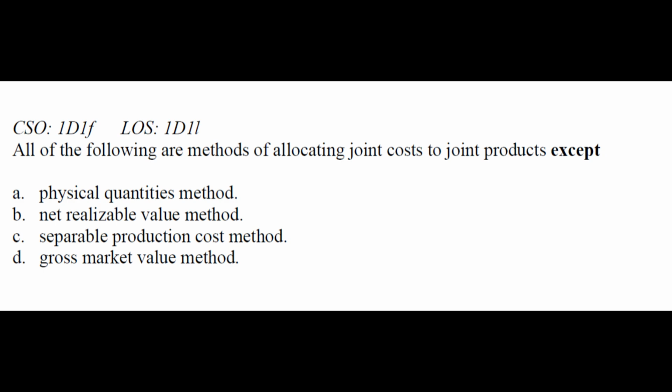D. Gross market value method. Incorrect. This is a valid method based on relative sales value. Correct answer: C. The separable production cost method is not used to allocate joint costs. It is used to assign post-split-off costs to individual products, whereas joint cost allocation is done using methods like physical units, NRV, or sales value methods.